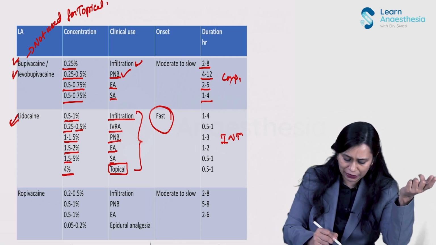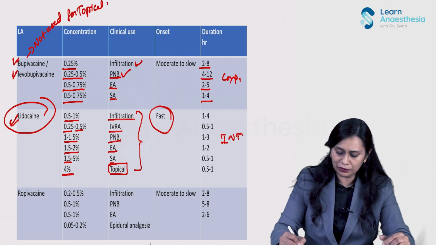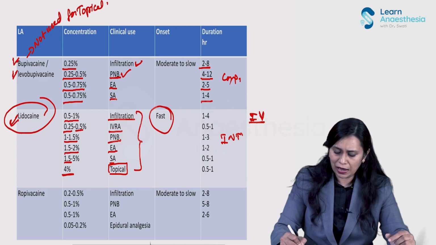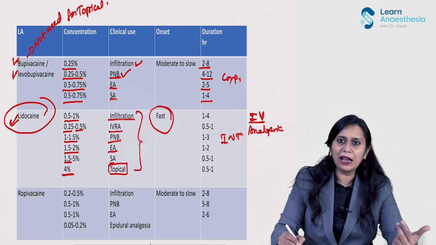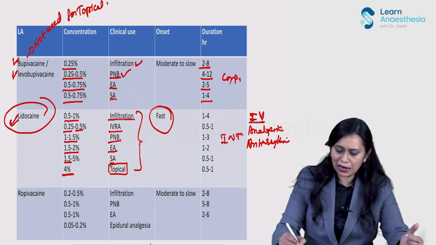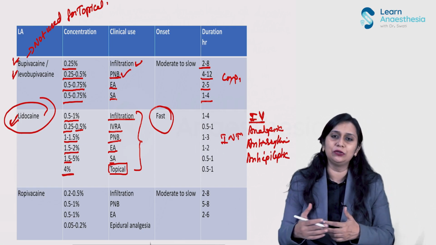Now remember, lidocaine is the only local anesthetic which can be given intravenously, IV also. What is the role of IV lidocaine? Lidocaine's 3 important IV roles are as an intravenous analgesic, as an antiarrhythmic, used in treatment of ventricular arrhythmias, and as an anti-epileptic. So these are the 3 important IV uses of lidocaine.